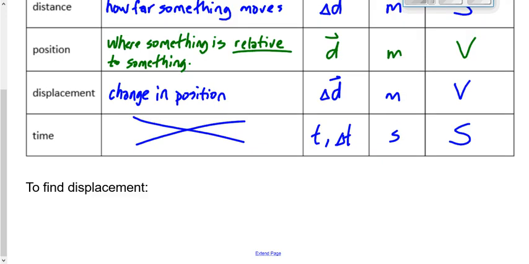All right, let's take a look at how we can find displacement now. All these other things are just numbers, right? This is where I am. This is how far I've traveled. This is what time it is. A displacement is one that we actually have to find.